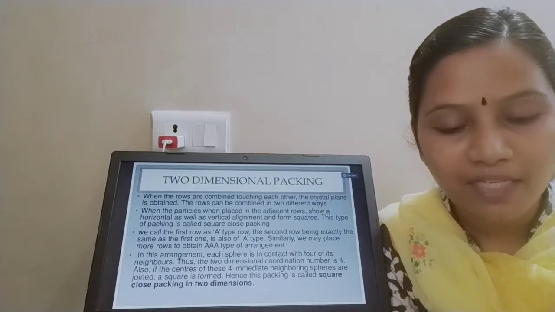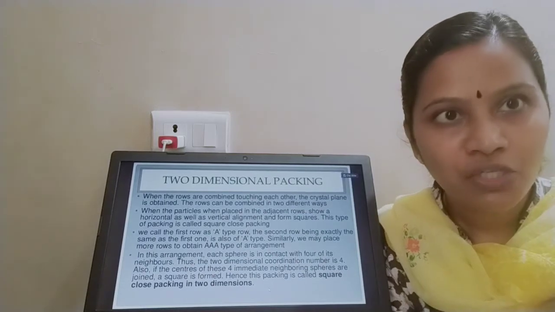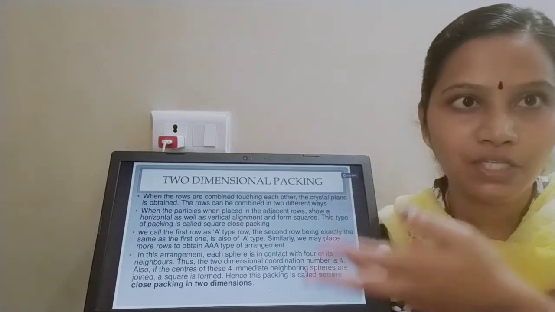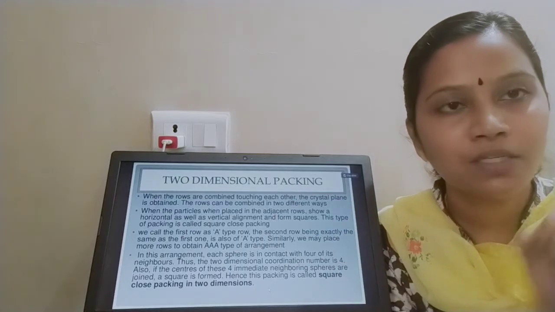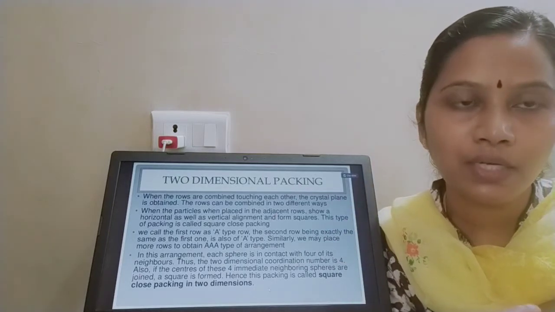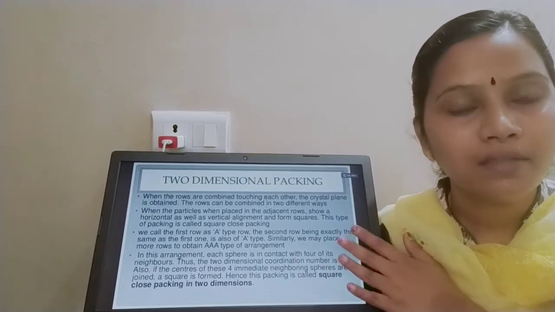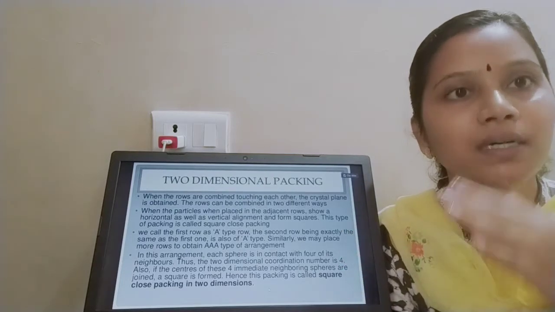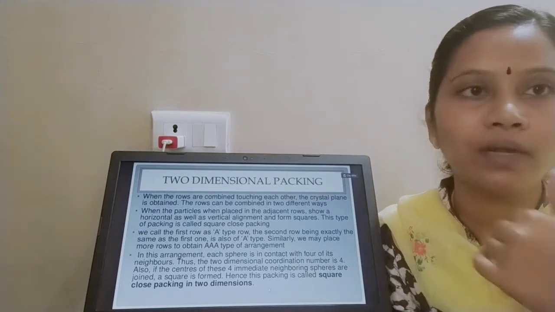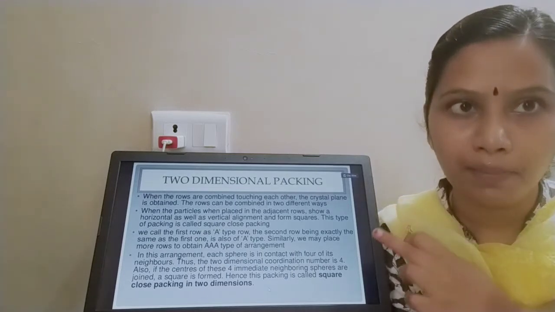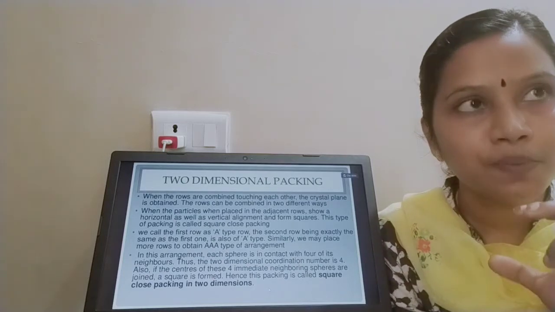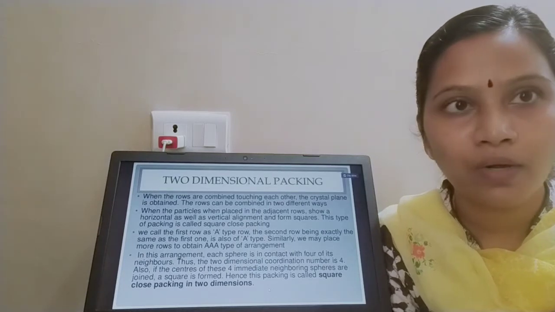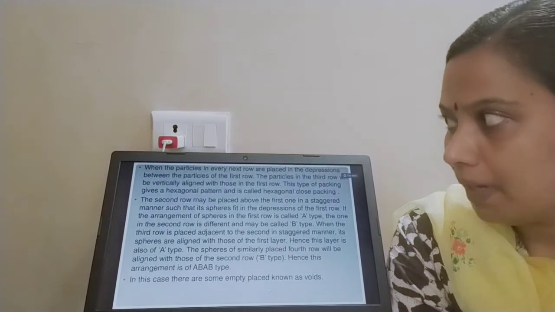I have explained very well about one dimension. There is only one possibility. You have to arrange them in rows such that each sphere is in contact with each adjacent one. In that case, one sphere is in contact with the 2 adjacent spheres. What is the coordination number? It is 2. Now there is the second one. Here it is 2-dimensional packing. I arrange rows one above the other such that each sphere is in contact with 4 neighbors. So here the coordination number is 4. Since each sphere is touching one above the other, I'll be getting a square shape. So this is called square close packing in 2 dimension.